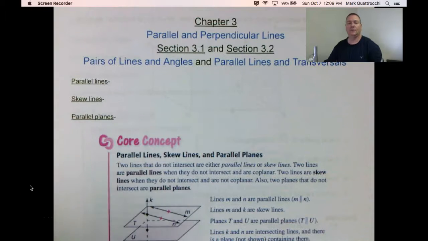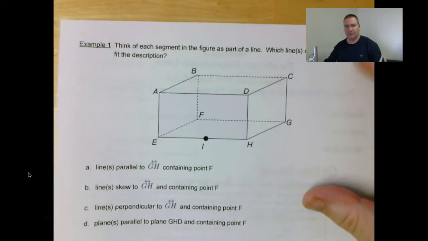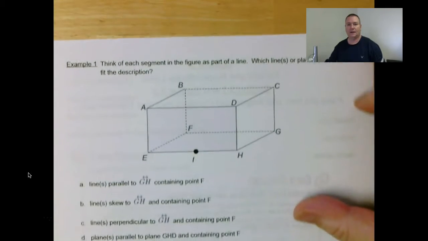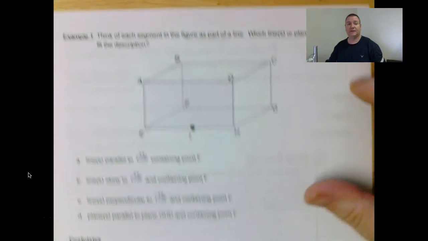Everyone, sections 3.1 and 3.2, pairs of lines and angles and parallel lines and transversals. Example 1. Think of each segment in the figure as part of a line. Which line or lines or plane or planes appear to fit the description?